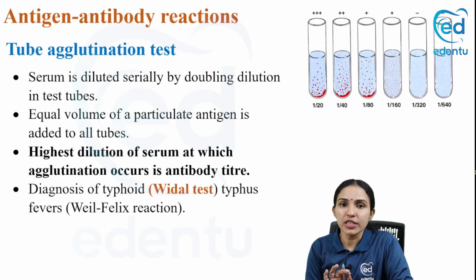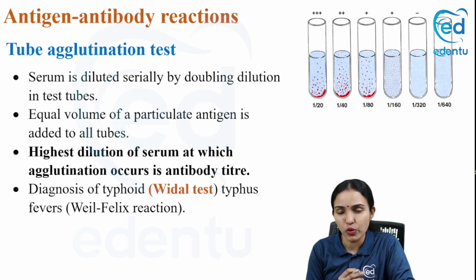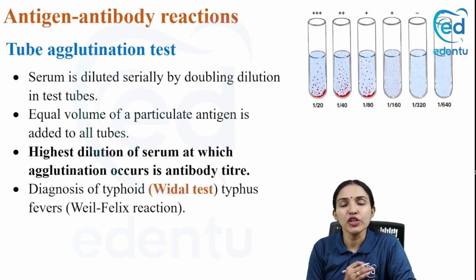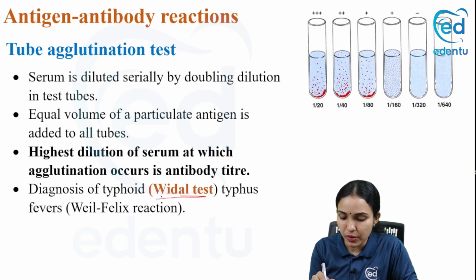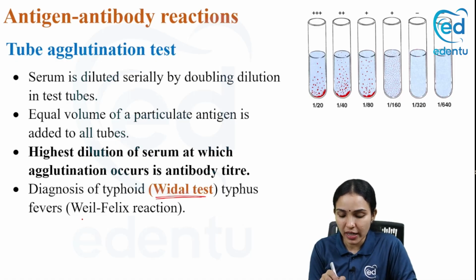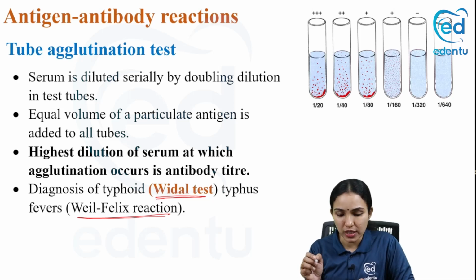Tube agglutination test is the best test which we use for diagnosis of typhoid fever directly from the patient's serum. You want to know whether the patient's serum contains antibodies against a particular bacteria like Salmonella. We do a test called Vidal test. So the Vidal test is the best example for tube agglutination test. Similarly, for typhus fever, we have a test called Weil-Felix test. So these two are the examples of tube agglutination test.